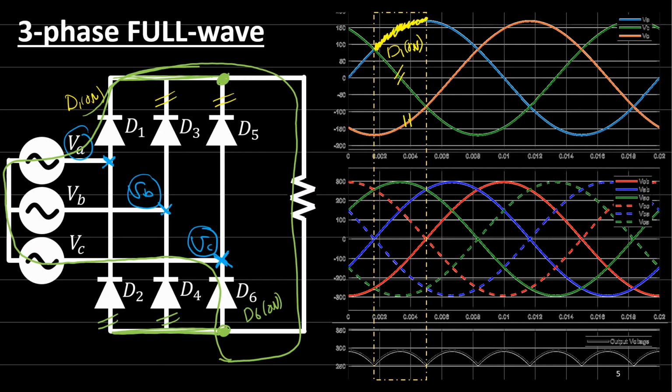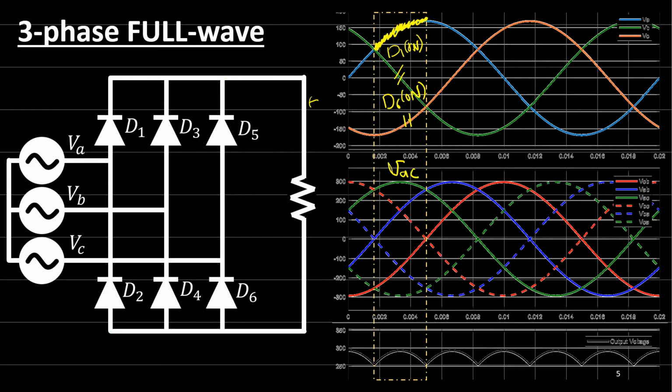So here diode 6 is on and diode 1 is on, and the output voltage is equal to how much? V out, the difference, VA minus VC. It will be VAC.